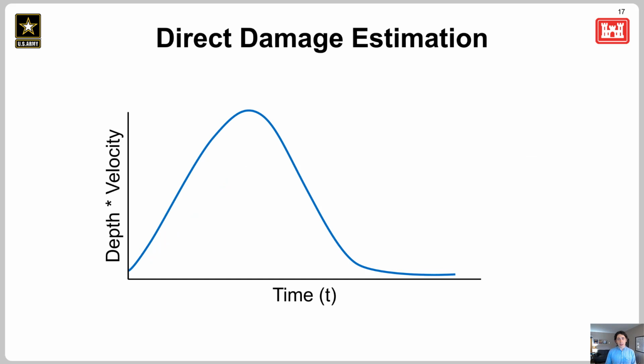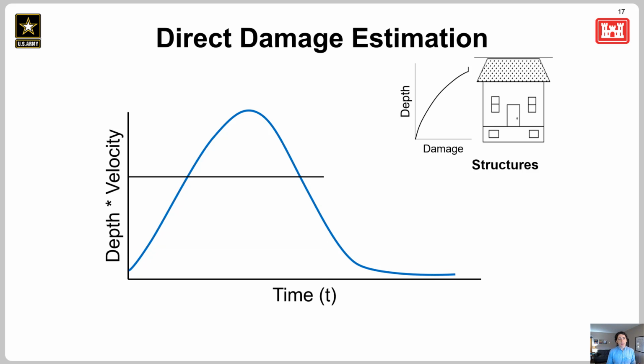There's an additional calculation at each structure though. So instead of just looking at depth, we're going to look at depth times velocity. What we're trying to get a gauge of here is even if the depth doesn't reach the maximum damage of the structure, a lower depth with enough velocity could just knock the structure down.